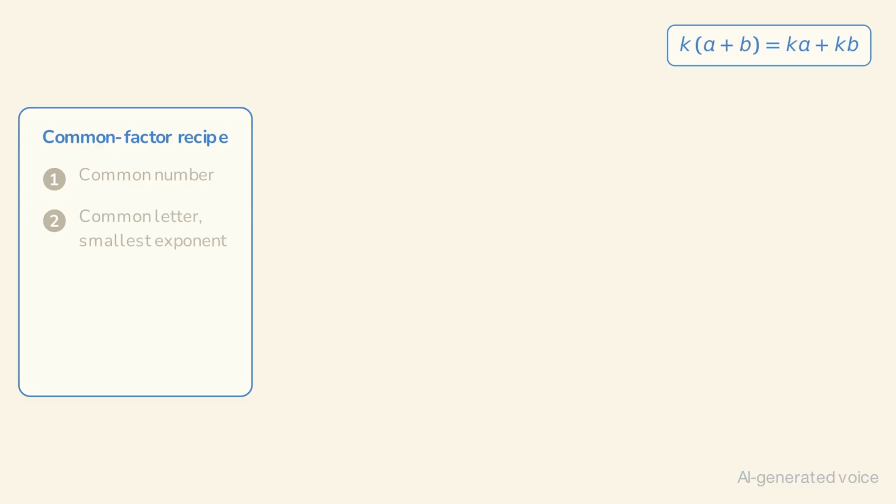1. Find the common number. 2. Find the common letter with the smallest exponent. 3. Divide each term by that factor. 4. Write the factor outside and the results inside the parentheses. And 5. The one nobody should skip, check.